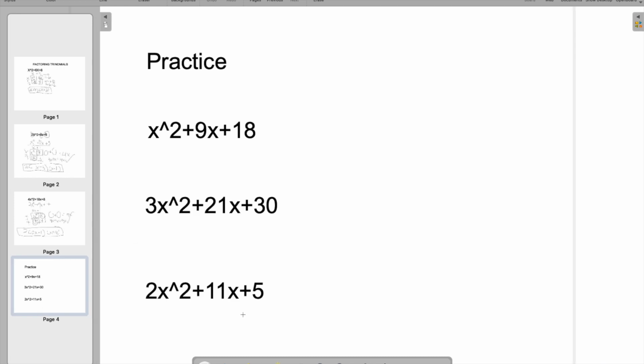Now, let's do some practice. So I have here x squared plus 9x plus 18. We're going to do the box method again. So you want to put x squared on the top box, 18 on the bottom box, and the middle two are going to equal 9x. So x and x, because x times x is x squared, plus, because we're only doing addition for now, and then let's find different factors of 18.